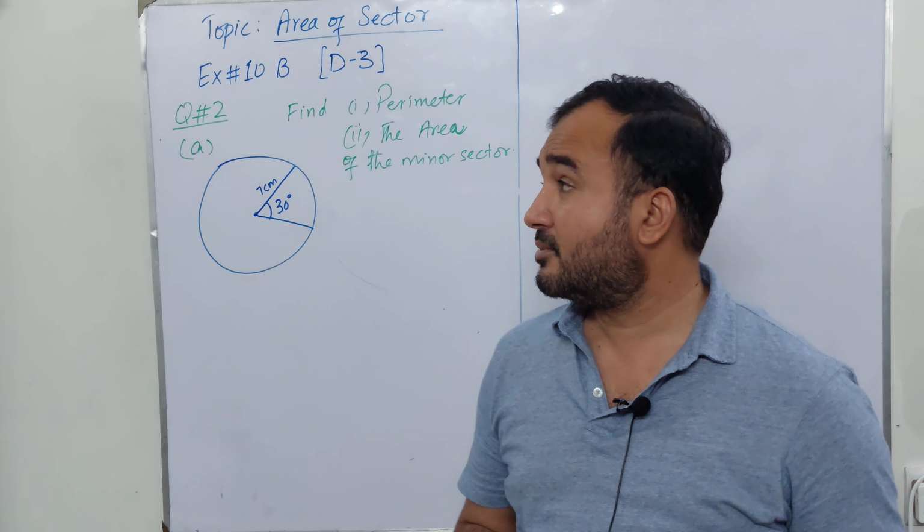Now the perimeter of this sector is equal to this radius plus this radius plus this length of arc. So it's 2r plus L. R is 7 plus 7, and this one is 11 by 3. You can even convert this into decimal. So it will be 14 plus 3.67, which is 17.67. That is the perimeter.